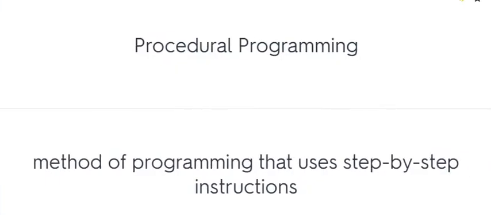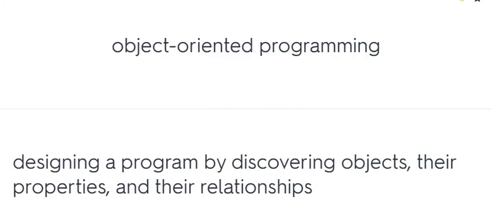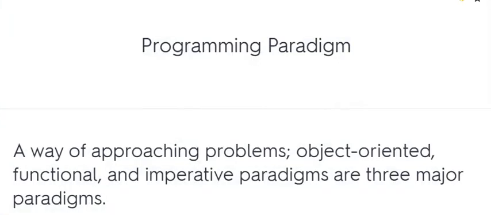Procedural programming, method of programming that uses step-by-step instructions. Object-oriented programming, designing a program by discovering objects, their properties, and their relationships. Programming paradigm, a way of approaching problems. Object-oriented, functional, and imperative paradigms are three major paradigms.